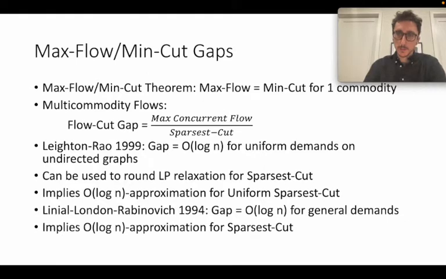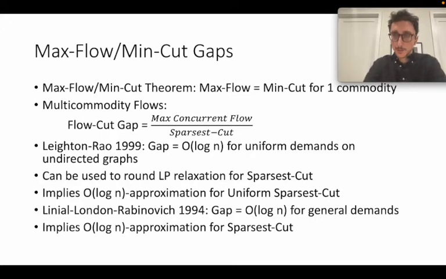Now, let me begin by briefly reminding you what the flow-cut gap is. This is a generalization of the classical max-flow min-cut theorem, which asserts that if you have only one commodity, the max flow is equal to the min cut for any graph. Now, this is not true if you have even three commodities. This equality breaks, so you only get a weak duality in this case.